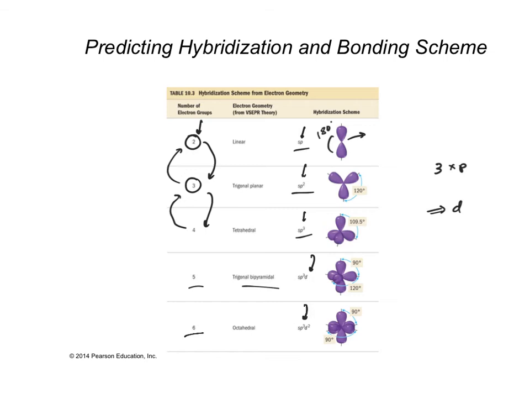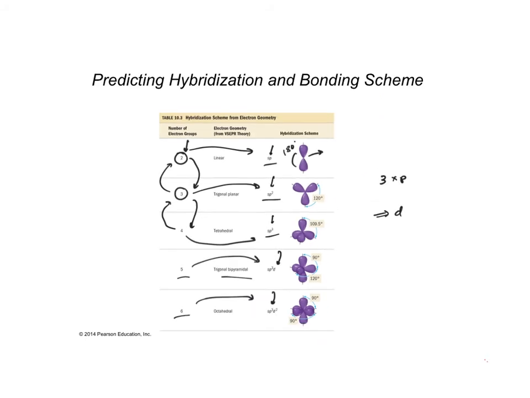So everything hinges on the electron group geometry or the number of electron groups. If it's 2, it's sp. If it's 3, it's sp2. 4 is sp3. 5 is sp3d. And 6 is sp3d2. Now, you may say, do I have to memorize this? Well, I don't think it's that hard because literally all you're doing is adding in a p orbital. But no, you don't, because usually this will be given to you. And you can always consult this table in the handout, in the lecture notes.